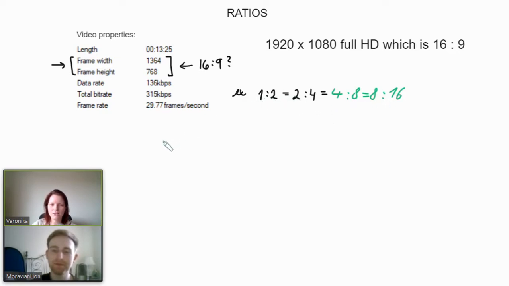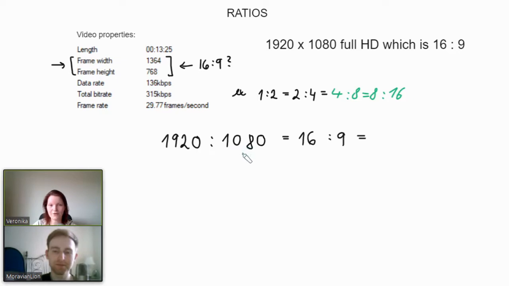So that actually means that 1920 to 1080 should be the same as 16:9. Obviously, they're different numbers, but they give us the same ratio. And the ratio could also be interpreted as, as you said, dividing. You can divide 1920 by 1080.